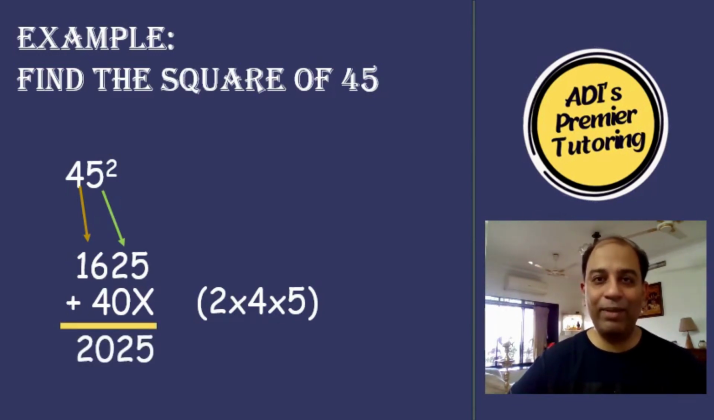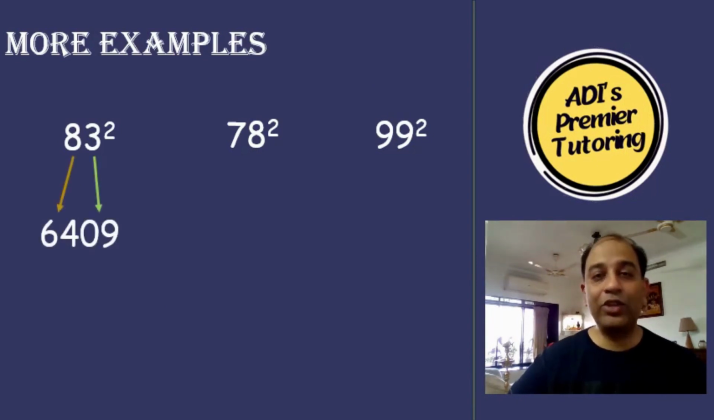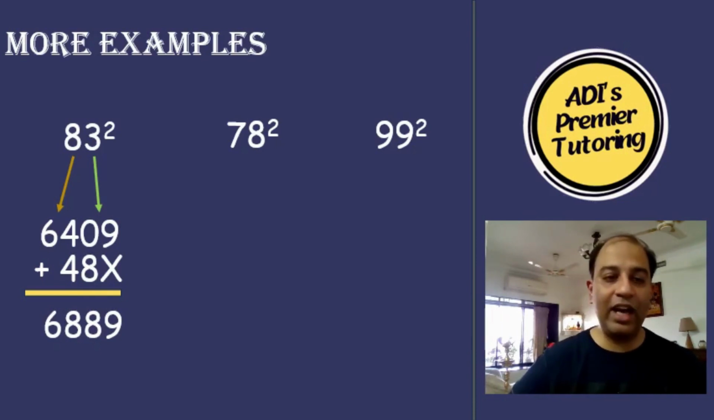Isn't this simple? Now, let's try with a few more examples. So we have got 83 square. The square of 8 is 64. 3 square is 9. However, we need a 0 before it since it's a single digit. We need two digits over here. So then we're going to multiply 8 into 3 and multiply it by 2 again. So 8 into 3 is 24 and 24 into 2 is 48, followed by 1x. And then we're going to add these two numbers. So we're going to get the answer as 6889, which is the square of 83.